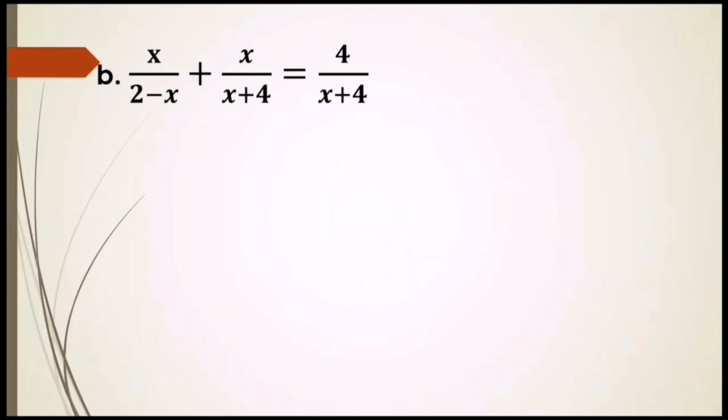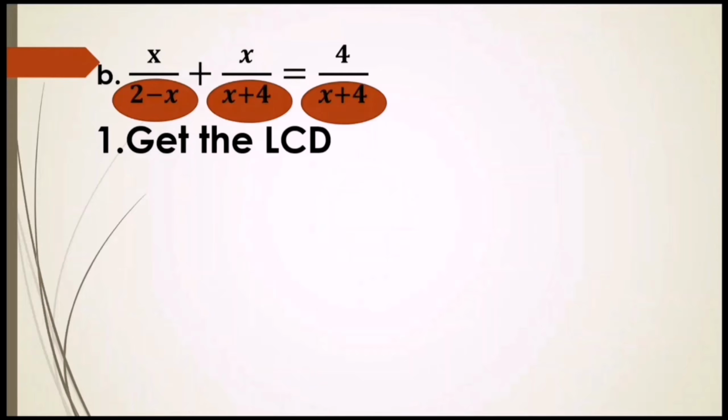Now let us proceed with our second example. x over 2 minus x plus x all over x plus 4 is equal to 4 all over x plus 4. First thing that we need to do is to get the LCD by listing down all the denominators: 2 minus x, x plus 4, and x plus 4.